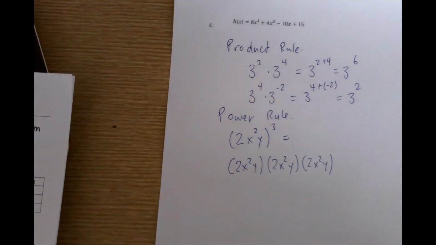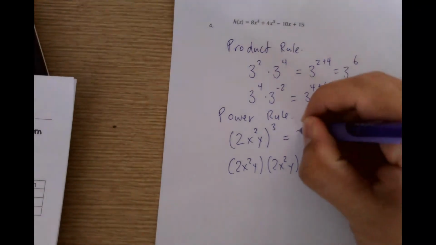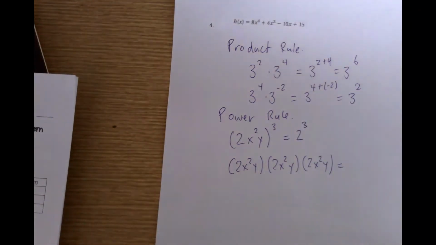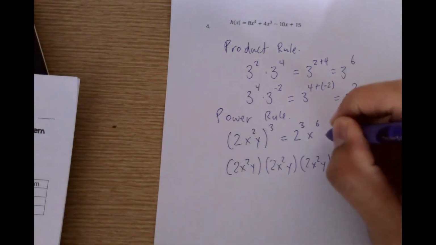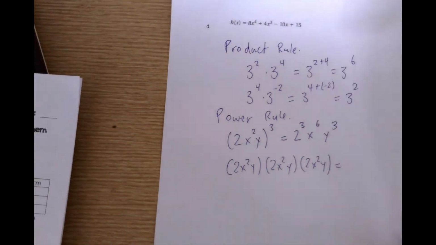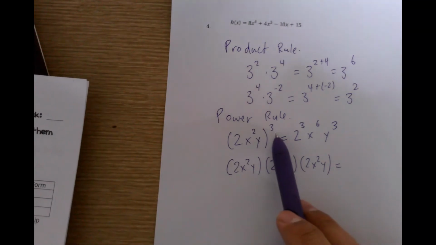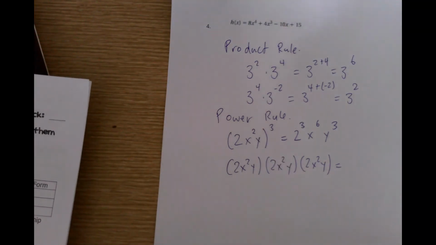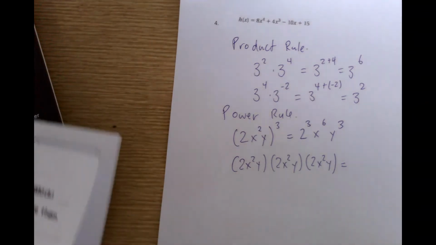So how many 2's would you have? You would have 3 2's, so you would have 2 to the third power. You would have 6 total x's, or x to the sixth power, and you would have y to the third power, right? This is the same thing. So when you raise something to a power, you have to multiply the exponents, right? You're multiplying the exponents. Okay, so that's the second rule.